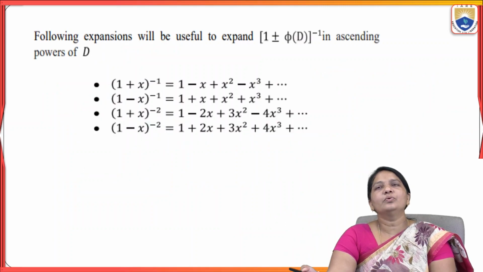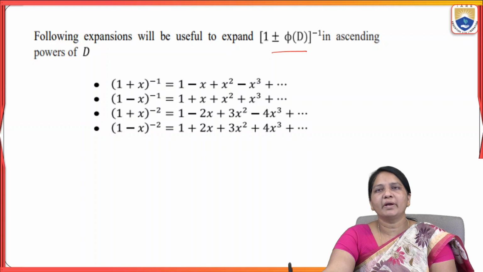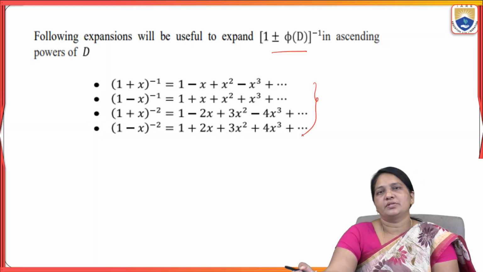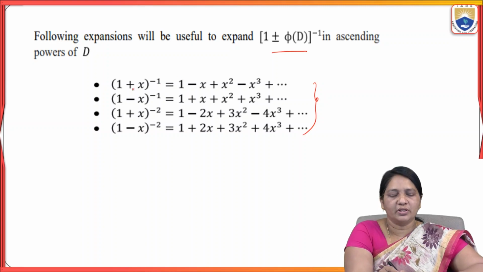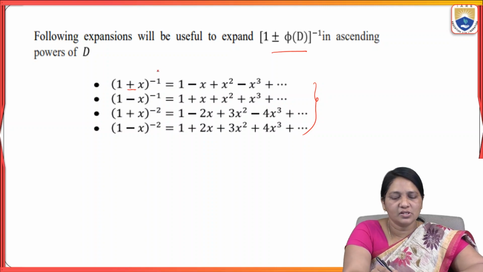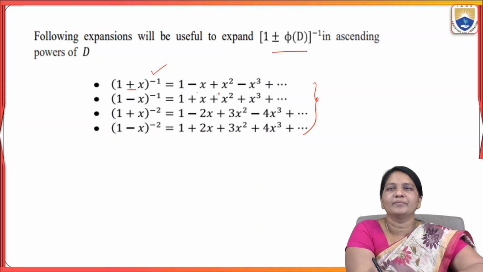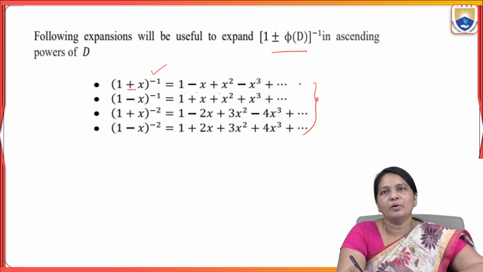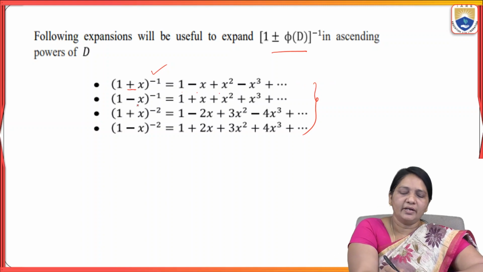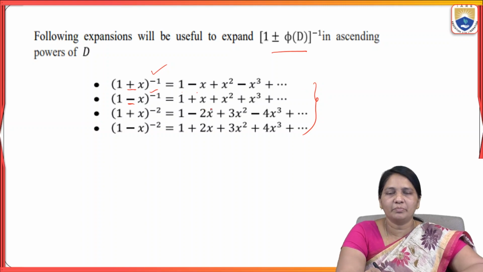So first of all, how to expand 1 plus or minus pi of D whole inverse by using the binomial theorem. Here we are giving some notations. We can observe these formulas. 1 plus x whole inverse is equal to, here we are having plus, here we are having minus. So that means we are going to get alternately plus and minus: 1 minus x plus x square minus x cube plus and so on. We expand up to however many terms we need. And here also minus and the power also minus, so then we will get all values plus: 1 plus x plus x square plus x cube plus and so on.